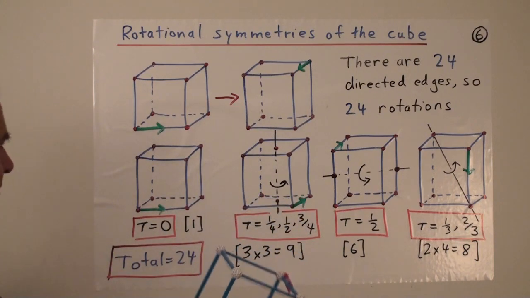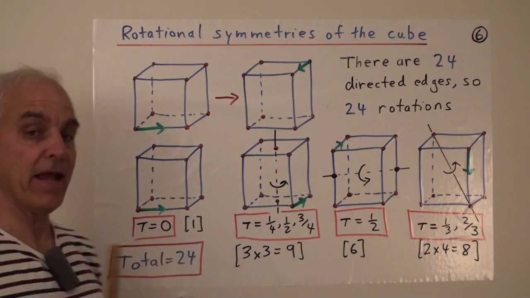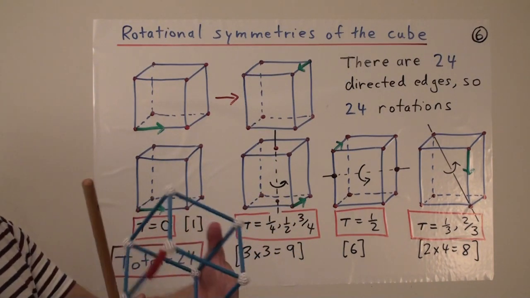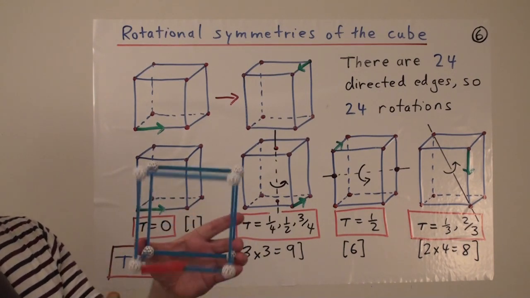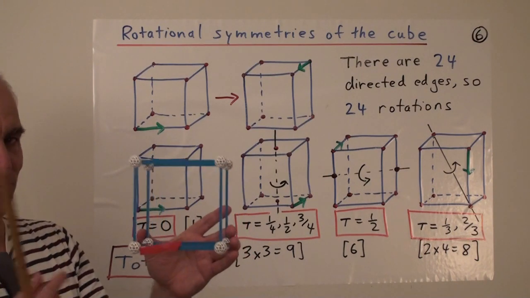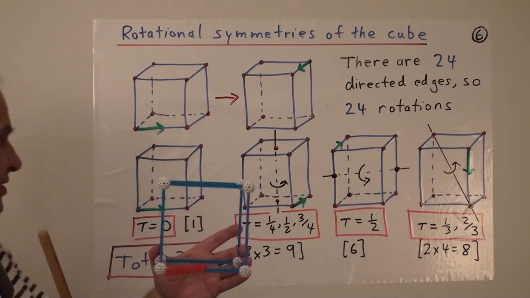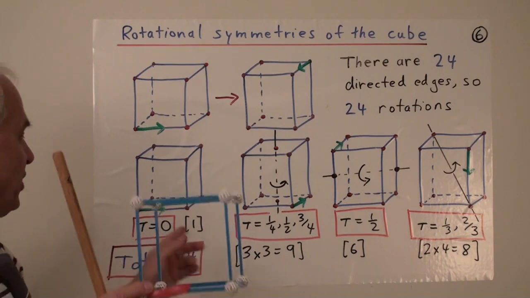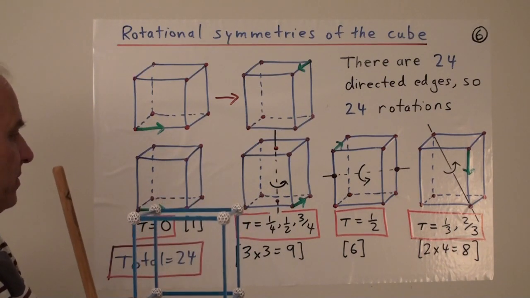So let's do that. The first in our list is going to be the identity, which is the rotation which doesn't do anything. Its axis is not really specified because it's a rotation of 0 about whatever axis you choose. There's one such identity rotation.